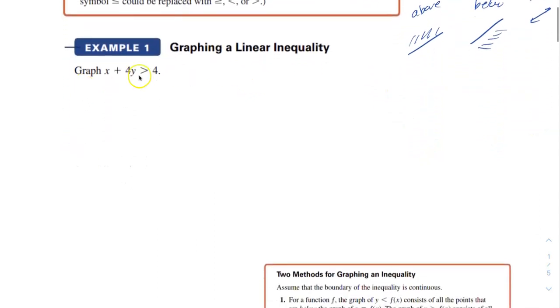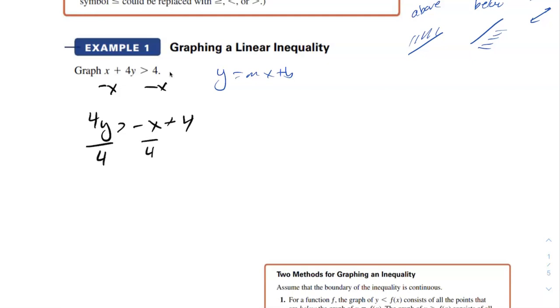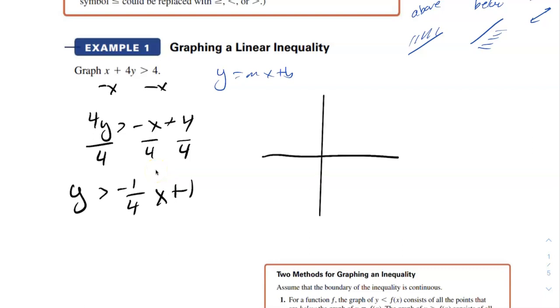So let's graph the linear inequality. Generally, we want to put it in slope-intercept form, y equals mx plus b. So let's move over the x. I'm going to get 4y is greater than negative x plus 4. We're going to divide everything by 4. So y is greater than negative 1/4 x plus 1. So this is what we're going to graph.